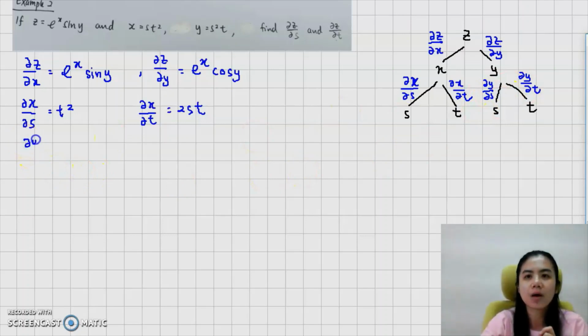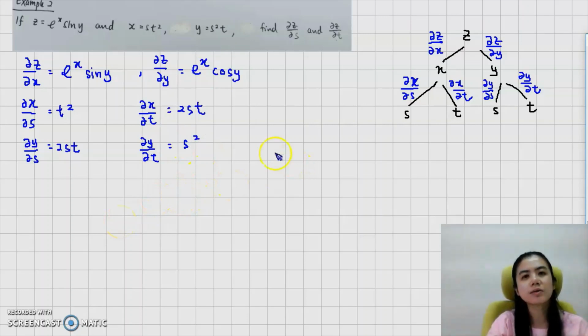Go for the last. We have del y del s. Referring to this, differentiating this, we have 2st, and del y del t. Differentiating with respect to t, we have s squared.